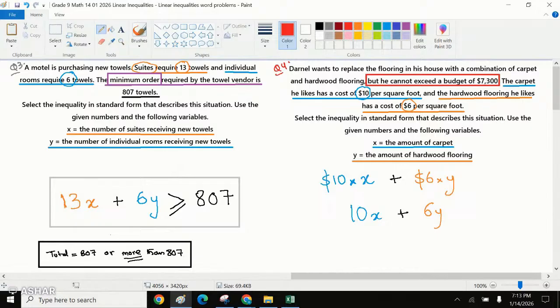And what did he say? He cannot exceed. That means he can spend 7,300, right? He can spend 7,300, but he cannot exceed. That means the cost of these things should be less than or equal to $7,300.